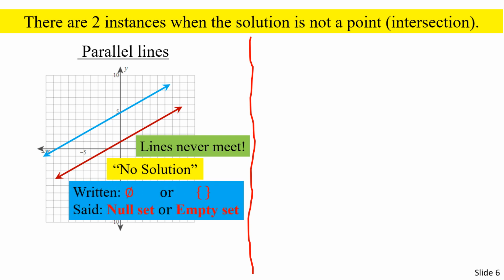We write it as a circle with a slash through it, or the null set, or we write it as curly braces with nothing in the middle, called the empty set. It means no solution.